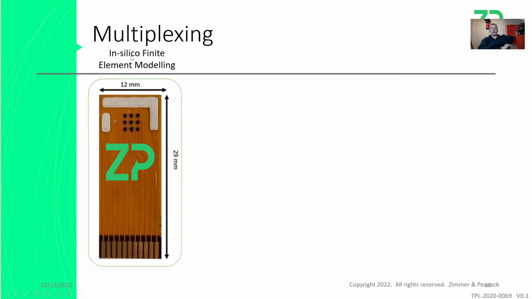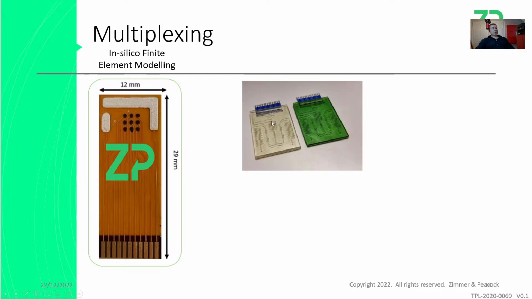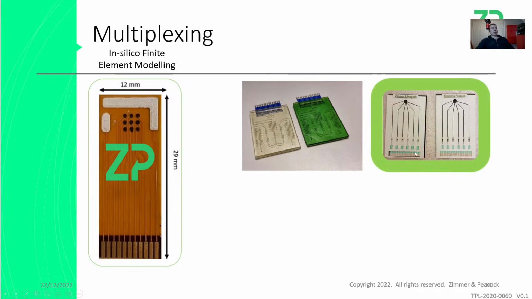I've put myself a little note here to say in silico finite element modeling. If we were to do something like that, it's probably worth doing a model of the different assays to see if they will crosstalk, or what will happen. The easiest way of doing it is to have sensors that are further apart, or in this case, sensors that are literally in different wells, so there is no crosstalk.